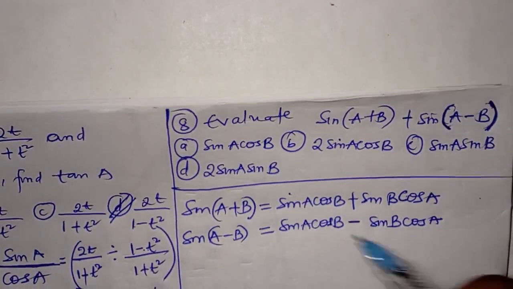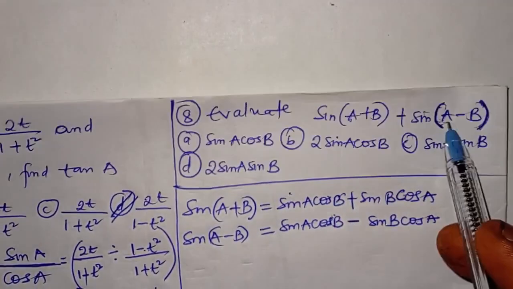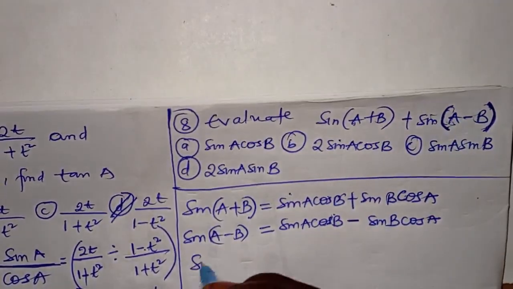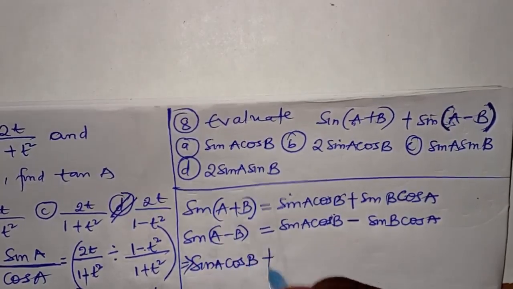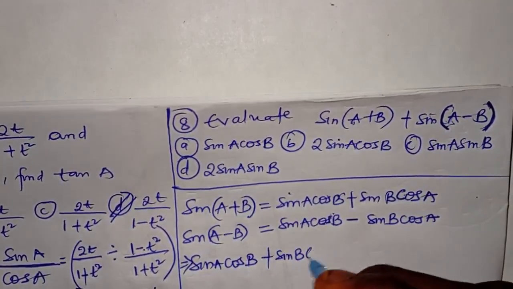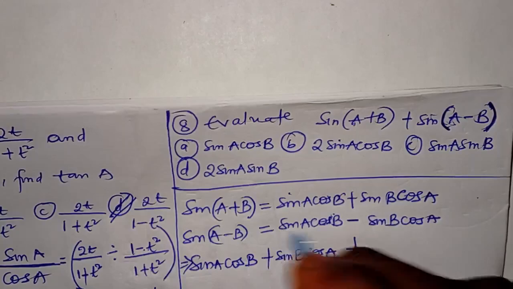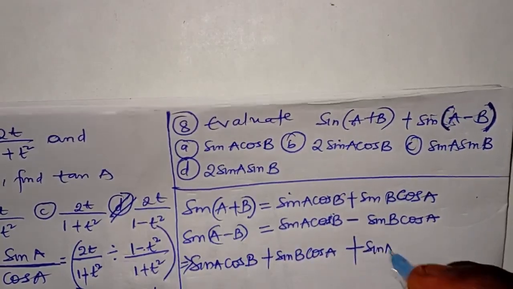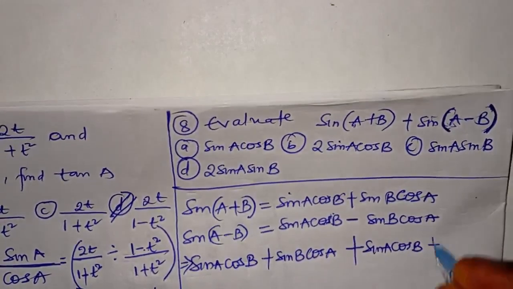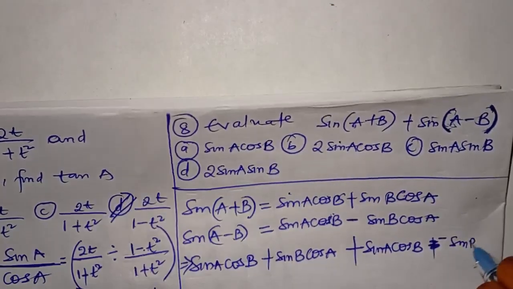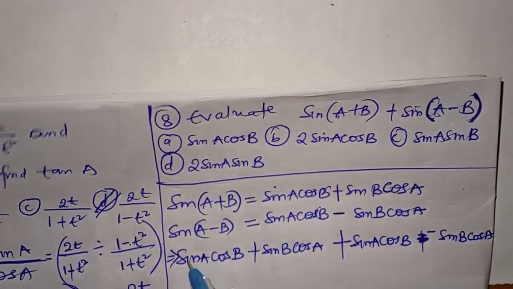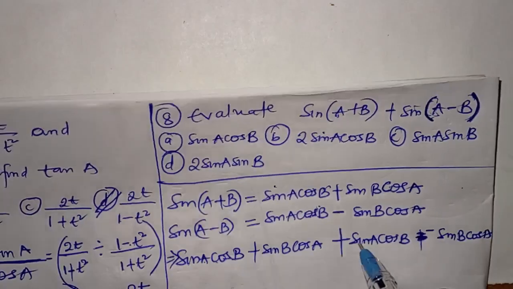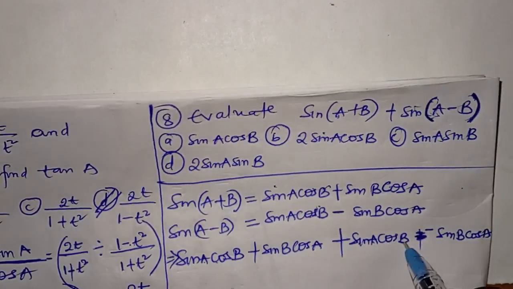So if I add these two together, I will get this plus this, right? So it will be sine A cos B plus sine B cos A plus everything here. That's sine A cos B plus, okay, plus times minus is still minus, minus sine B cos A. I hope you understand this. Sine A cos B, sine A cos B. Add them up. What would that give you?